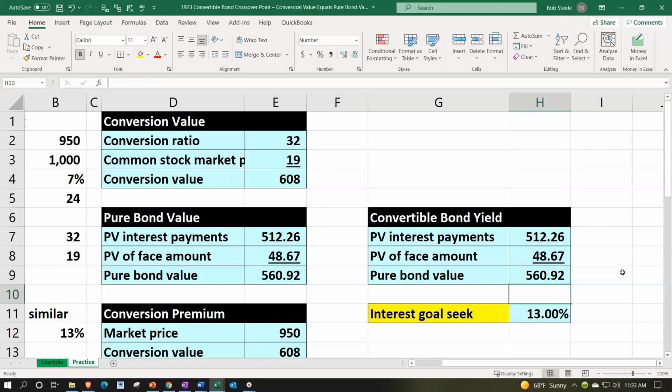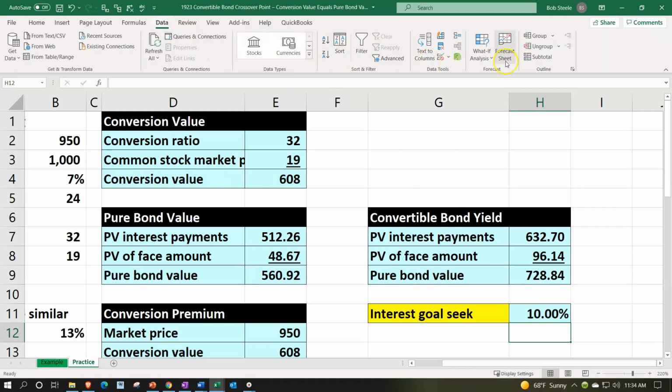So there we have it. Now we're going to change this rate until this number gets to the 950, which is the current market value. We could change that by just changing the rate itself, or we can go in here and use the goal seek. So we'll go to the data tab up top, number group, goal seek.